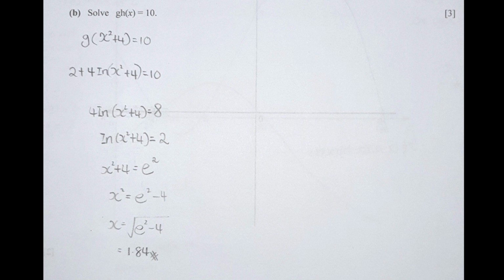Part B, solving g(h(x)) equals to 10. So I change the h(x) into x squared plus 4. Substitute this x squared plus 4 into function g(x)'s position. Run the calculation. You will get 4 ln(x squared plus 4) equals to 8. I got rid of the 4. Then in order to cancel off the ln over there, x squared plus 4 equals to e to the power of 2. Readjust the variables, shift the 4 to the other side and square root them. I get my final result as 1.84.